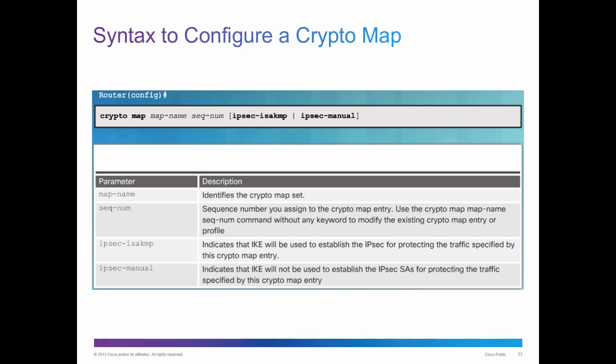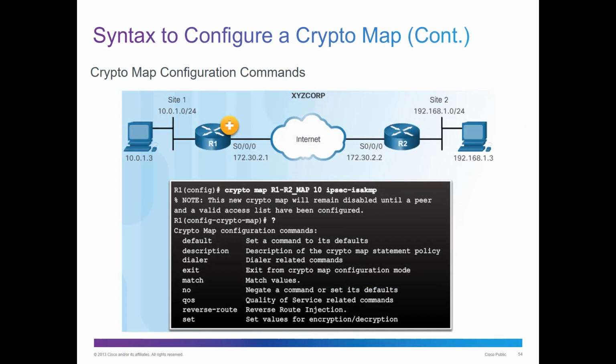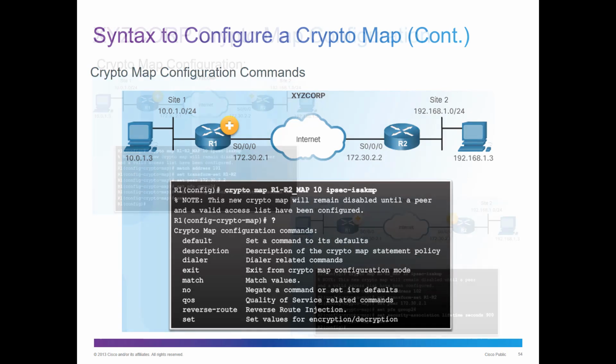For most of our labs, we're using the IPsec ISAKMP option so that it will use IKE for sending data back and forth. And you'll see this in our labs that will kind of reinforce the commands. As an example, here we're setting up our crypto map. We name it, we're giving it a number 10, and we're doing the IPsec ISAKMP for auto. This will set up a new crypto map, and then we can actually do subcommands to kind of match options.